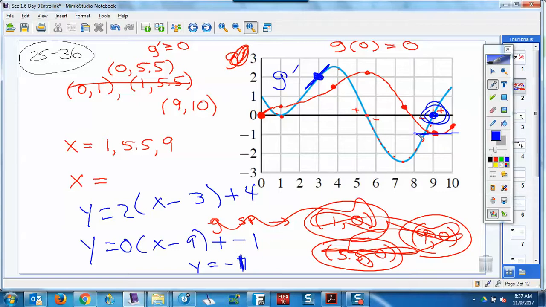36. Could the function g be x sine x? Could that graph I drew be x sine x? No? I mean, you just plot a couple points. You could graph it on your calculator too, and you could look at it. Okay? All right.